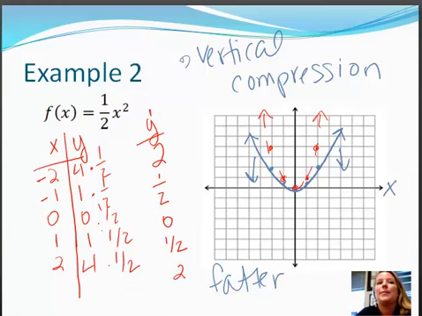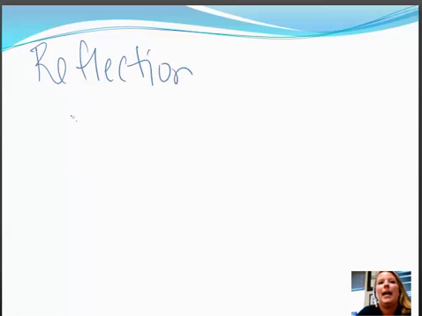Now, if you notice, it's an absolute value. We haven't really talked about this, I mentioned it in the last video. But we also have what's called a reflection. When you're talking about reflections, say we had f of x is equal to -x squared.